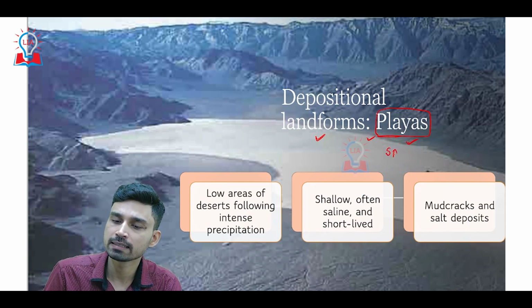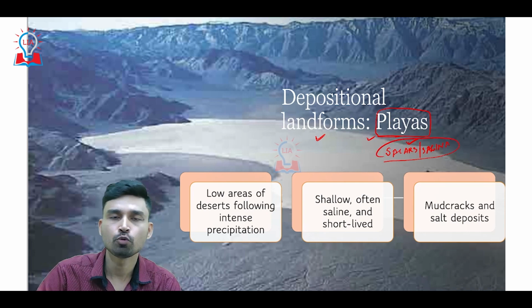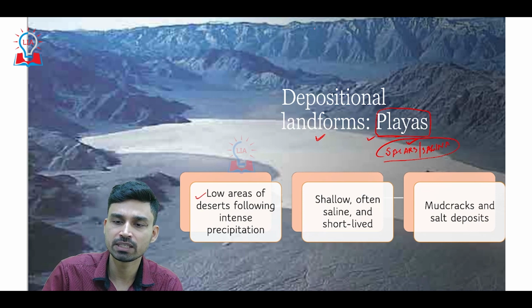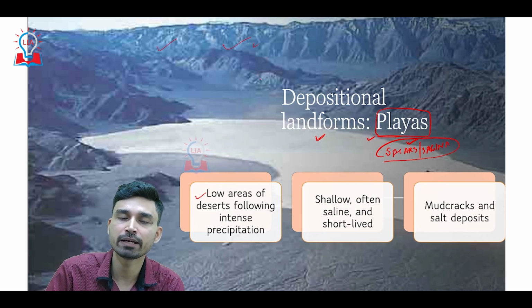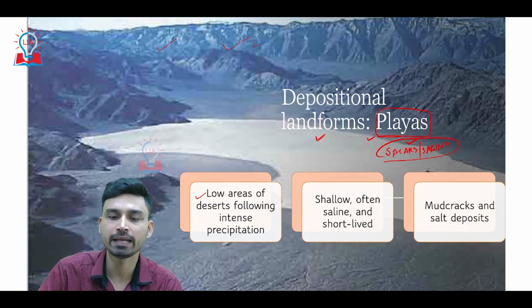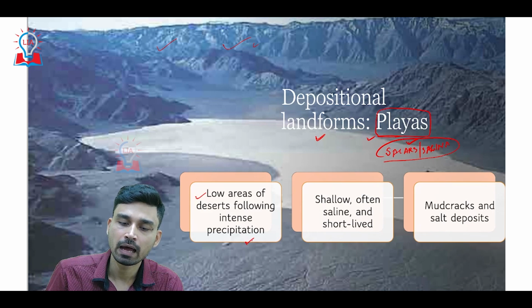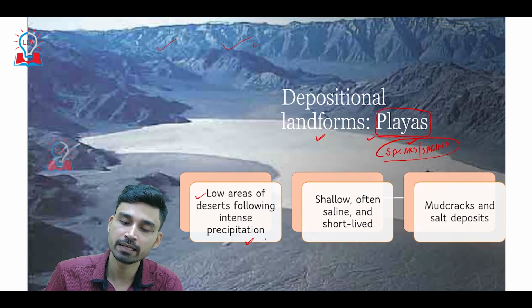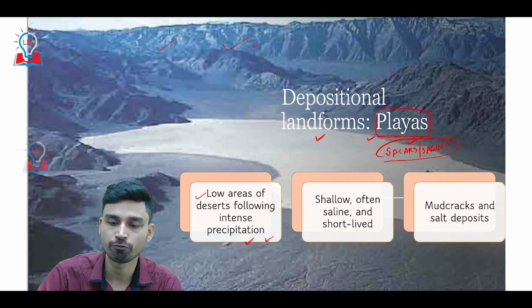Playas are also called salars, or many times salinas, because it is a kind of saline body. So playas can simply be defined as low areas in the desert. Low area means, as you can see from this particular picture, everywhere around this desert area there is a mountainous or hilly kind of structure, and then playas develop in these low areas of the desert, the plain area of the desert, especially after intense rainfall that has happened for a short period of time in the desert, which facilitates the development of playas.